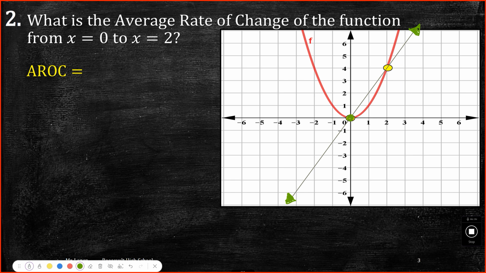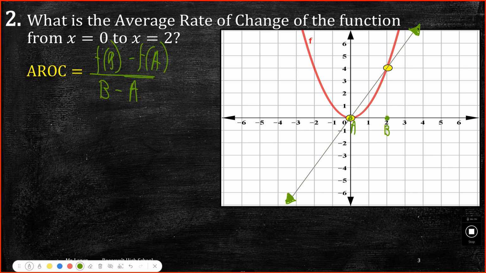Let's call this point A, and let's call this point B. The x value is A. The other x value is B. The first one is A, the second one is B. So B minus A, then I'm going to go F of B minus F of A, which is rise over run. This is going to be the foundation of it.